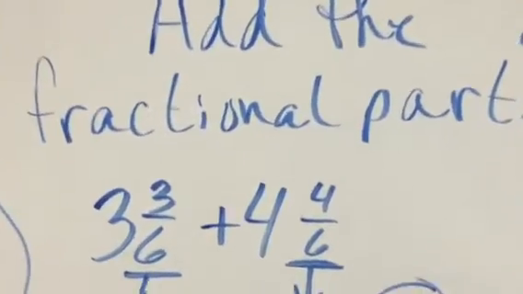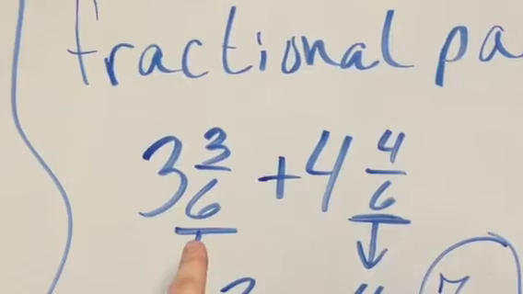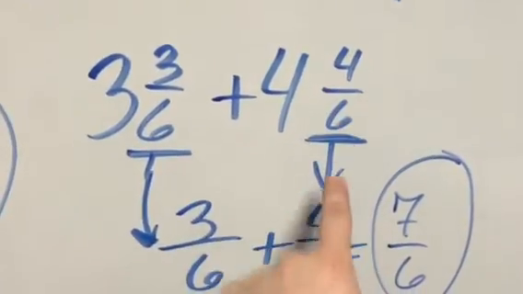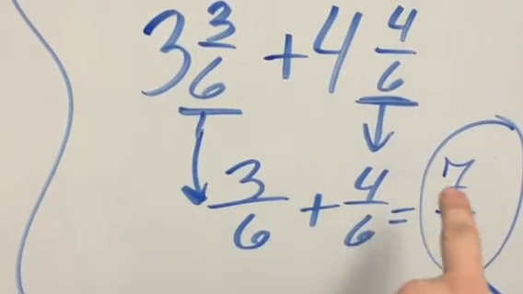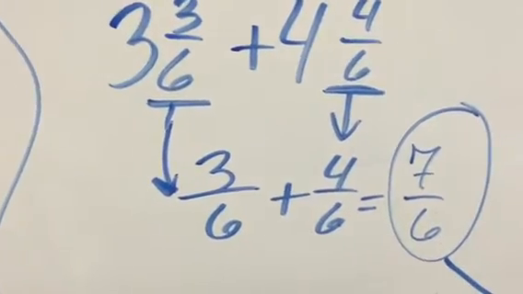So the fractional parts are exactly that. They're the fraction part of the mixed number. So we're going to take this one and bring it down, and take this one and bring it down. And when you're adding, remember you just add the numerators, 3 plus 4 is 7, and you carry the denominator over. So that gives us 7/6.